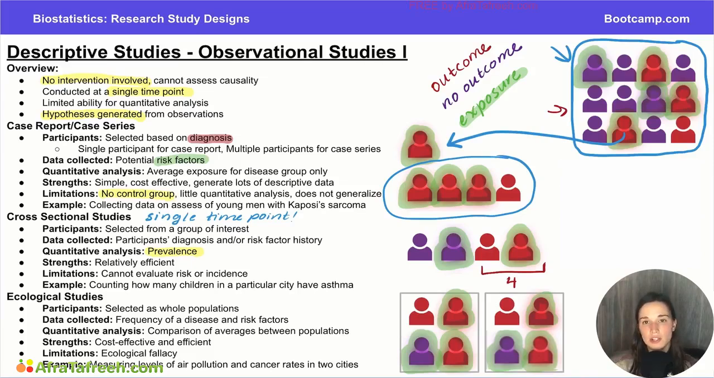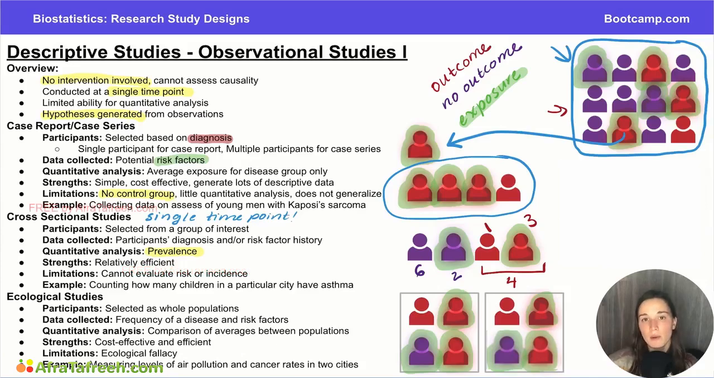However, remember that in a cross-sectional study, we can measure more than one variable. So we can assess both the number of people in a population with asthma, but we can also assess, say, the number of people in a population with exposure to secondhand smoke. So in our sample population, we have 6 people with no exposure to secondhand smoke and no asthma. We have 2 people with exposure to secondhand smoke and no asthma. We have 1 person with no exposure to secondhand smoke and asthma. And we have 3 people with exposure to secondhand smoke and asthma.